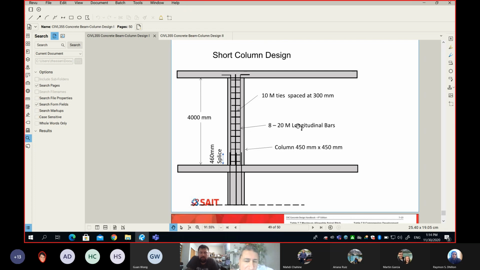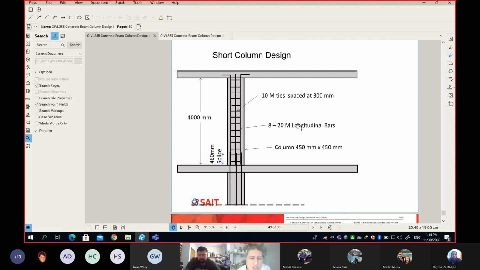And I have another example today. So if you haven't followed last class, or if you haven't attended last class, or if you haven't even watched the video of last class, then there is a chance for you to understand how we design a column. The last part that I haven't really finished is the splice length.